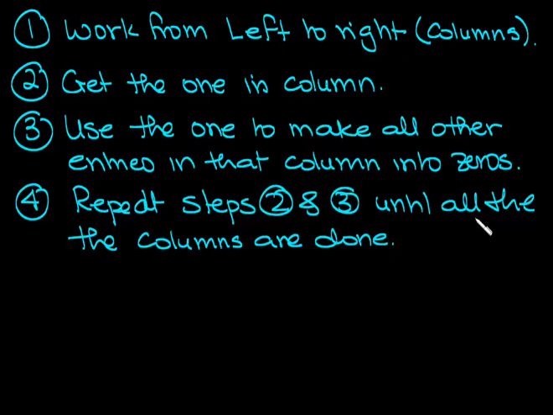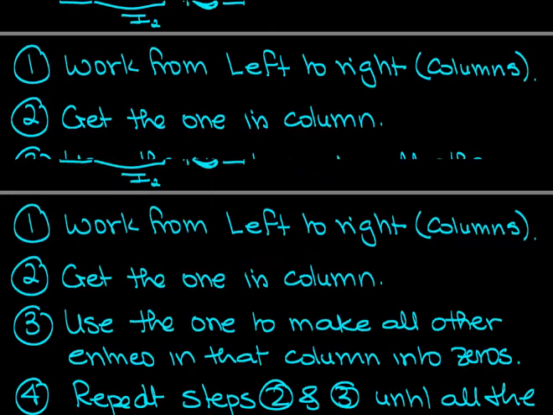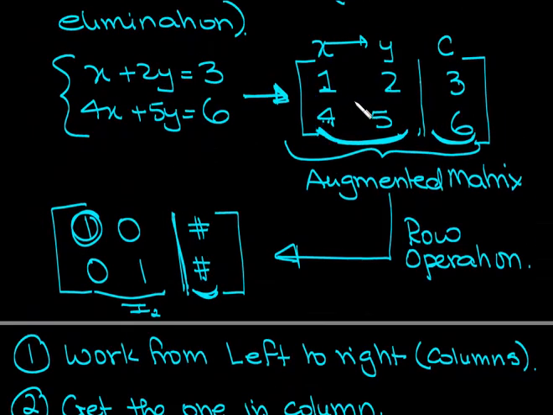Until all the columns are done. So basically we work from left to right. What we do is, for example, whatever I want to change to an identity, I already know where the 1 is. It's in the upper left hand column, so I get that 1 and then make all the other numbers in that column zeros. So I use that 1 to make this 4 a 0.